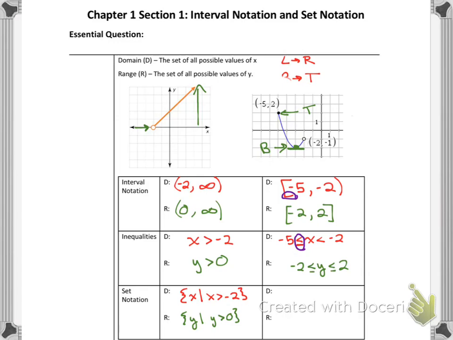And that's it. So now we just have to translate that into set notation. I told you the only difference between an inequality and set notation is the braces, the letter, the such that, and then you write your inequality. So let's do that. We've got our braces. The letter for domain is x, such that -5 is less than or equal to x, which is less than -2. Range, braces, y, such that -2 less than or equal to y, less than or equal to 2.